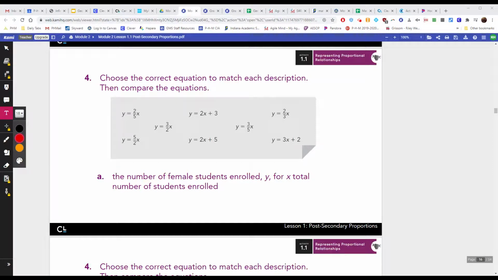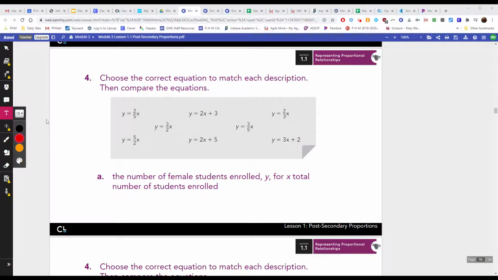Hey everyone, in this video we're going to finish activity 1.1 which we started in a previous video. We're going to look at an equation to represent this relationship between female students and total students or whatever they've given us. We're also going to look at a way to graph it and represent it graphically in this situation. So we're going to start off with the equations.